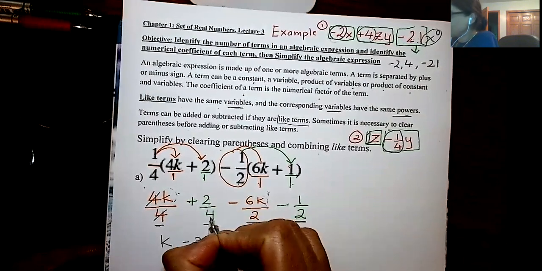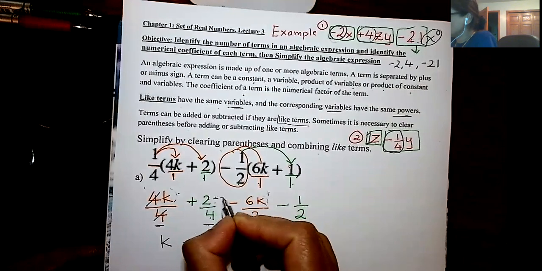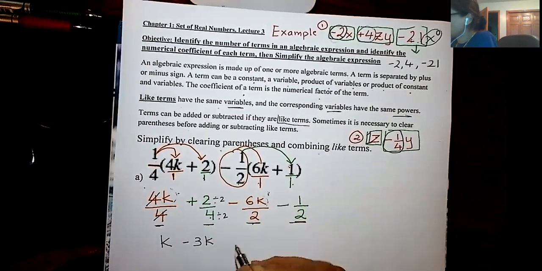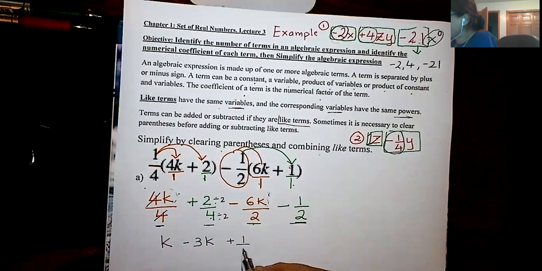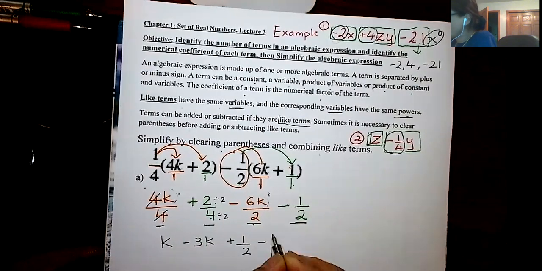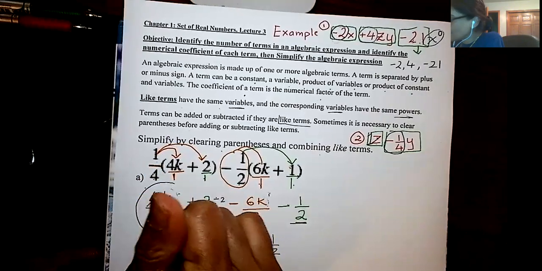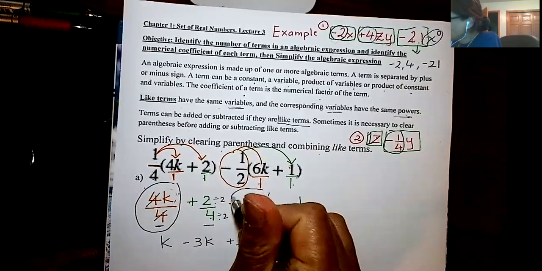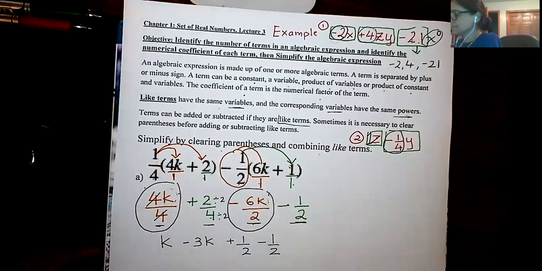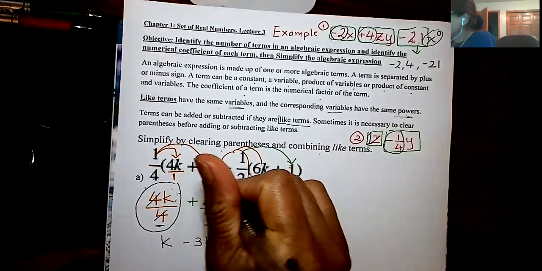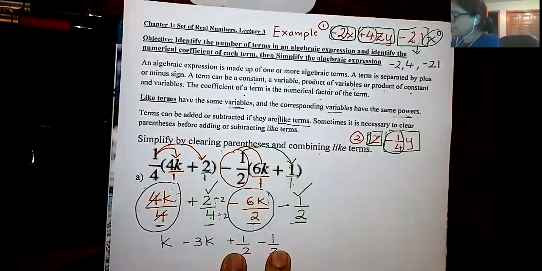This 2/4 is divisible by 2, it gives me 1/2 and -1/2. So what I did is I brought like terms together. This is a like term and this is a like term. Okay. This is a like term and this is a like term. Okay.